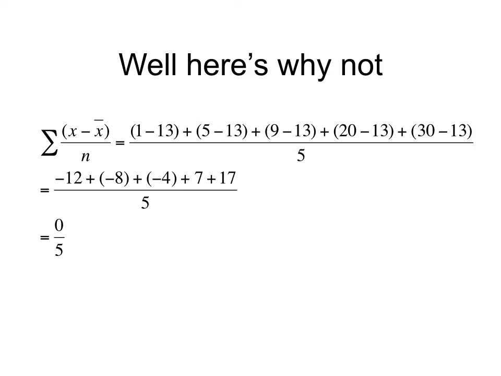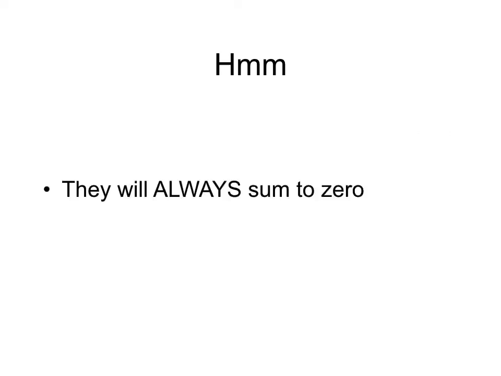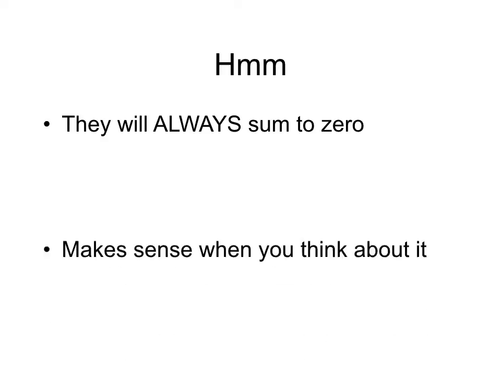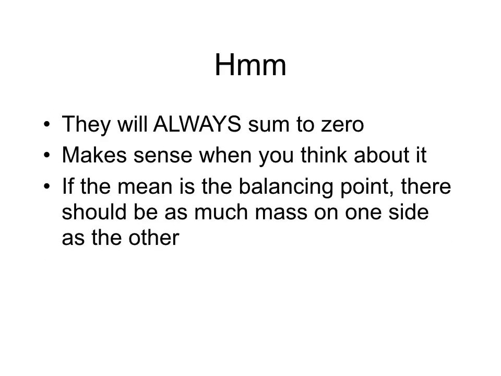So what we've done, I've got the mean, and this is the first batch of numbers, right? 1, 5, 9, 20, and 30. And we go what? 1 minus 13, so negative 12, plus negative 8, plus negative 4, plus 7, plus 17, divided by 5 is 0. Well, that's not going to be very much use to us at all now, is it? In fact, it's got to sum to 0. When you think about what the mean is, it's like a balancing point. So you're going to have as much on one side as the other. If it doesn't sum to 0, you made a mistake.